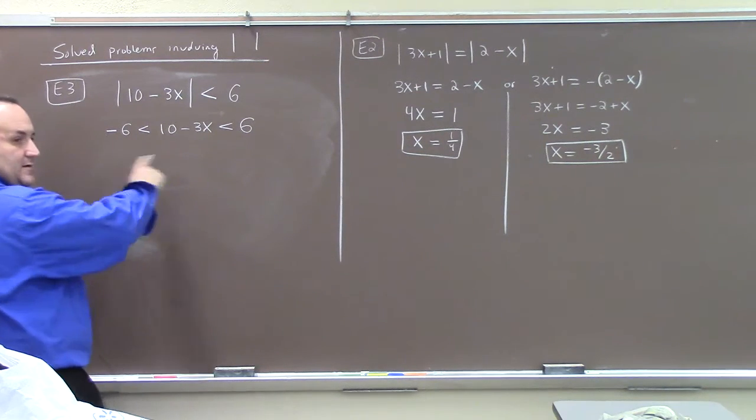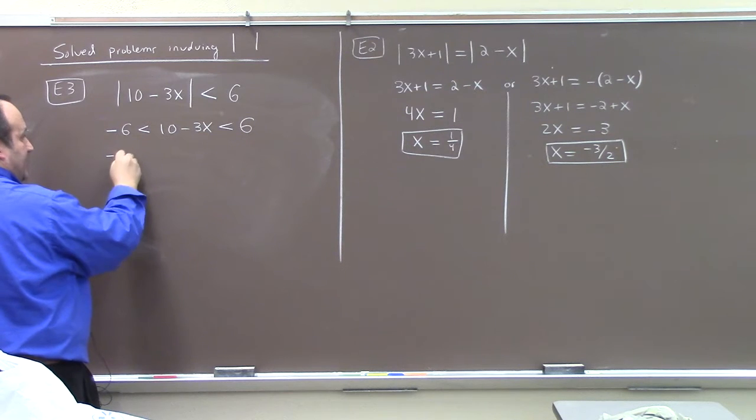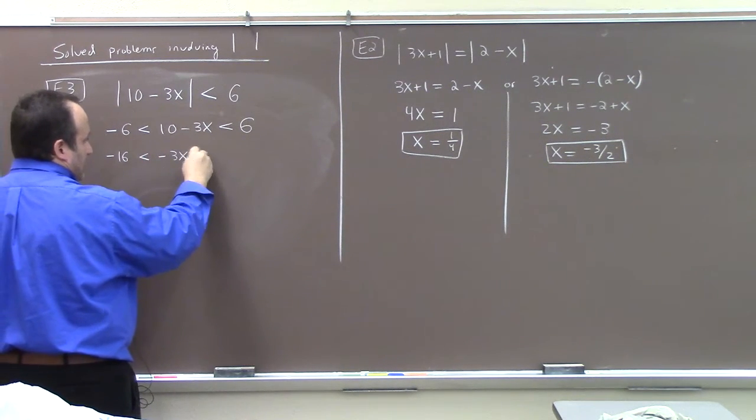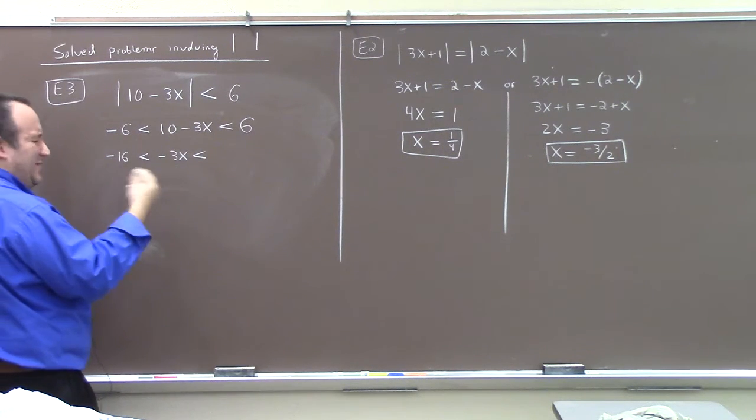And then the usual song and dance. So like subtract 10 across it, we get minus 16 less than minus 3x less than, subtracted 10, 6 minus 10 is what? Minus 4? Yeah?